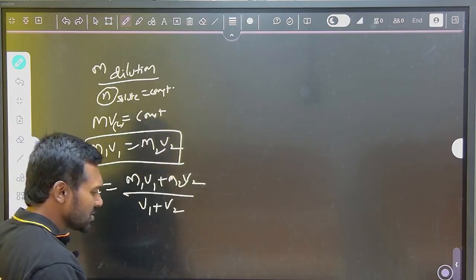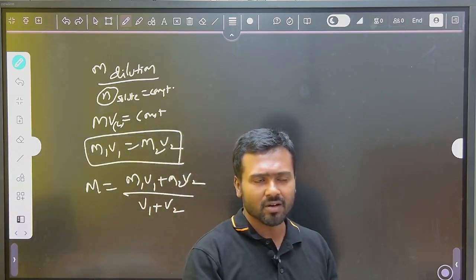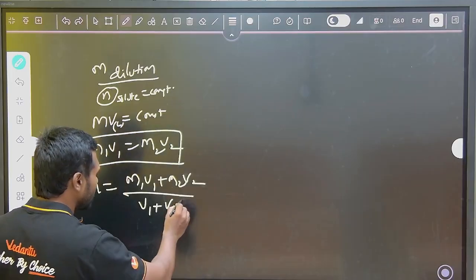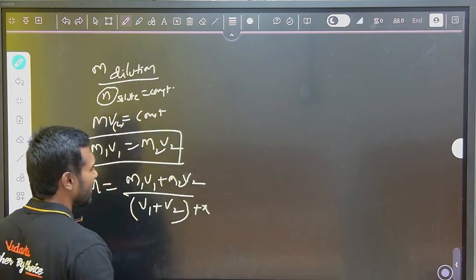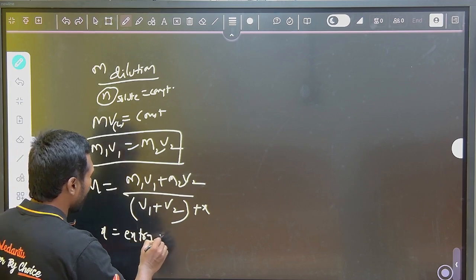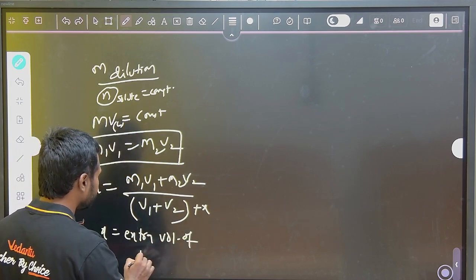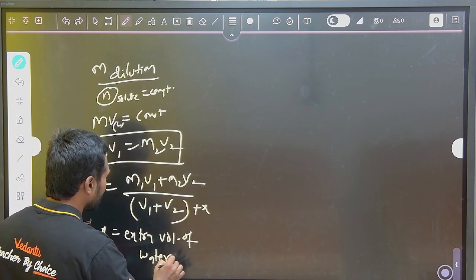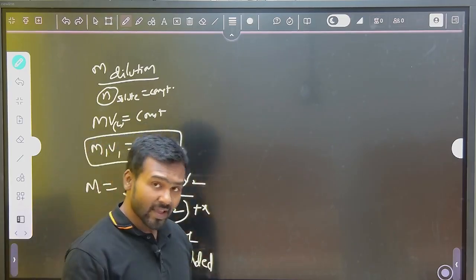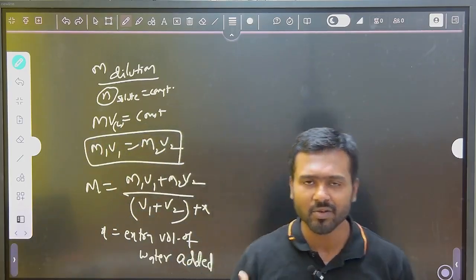Right? Now the question is, along with that, after mixing both, some extra amount of water is added. Then that extra amount of water is here: X is equal to the extra volume of water added. That means after adding the two solutions, again some extra amount of water is added. Then you can take that formula.